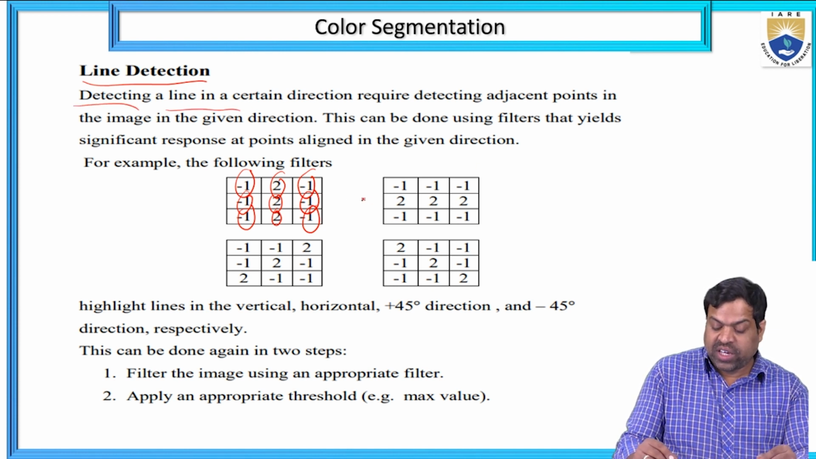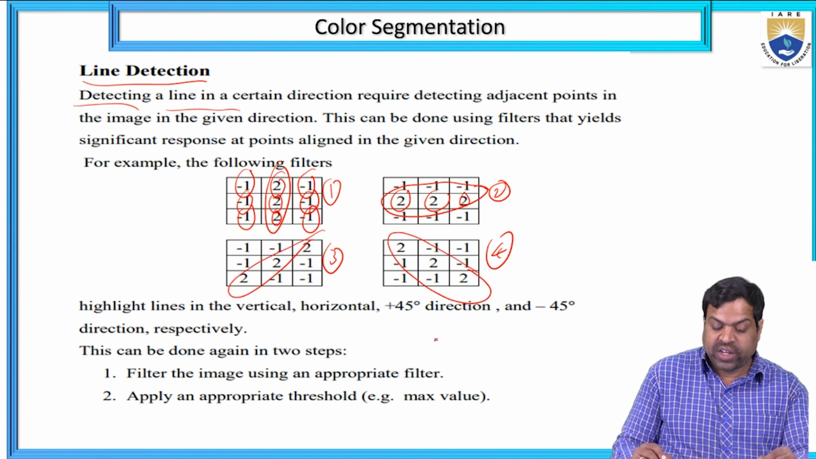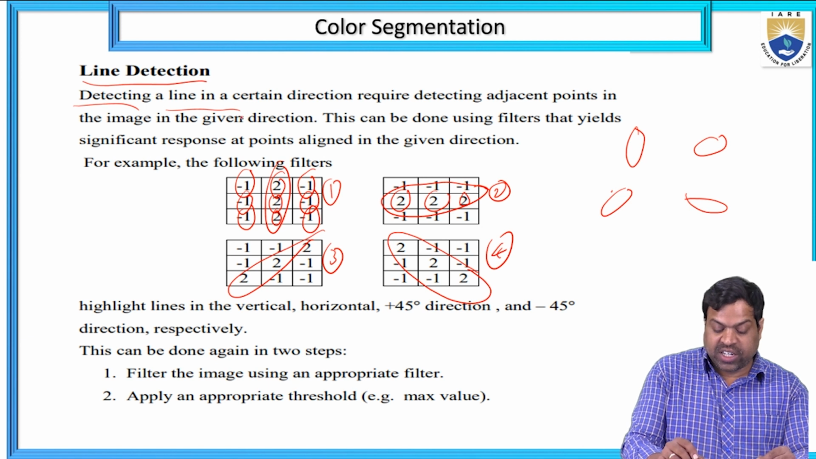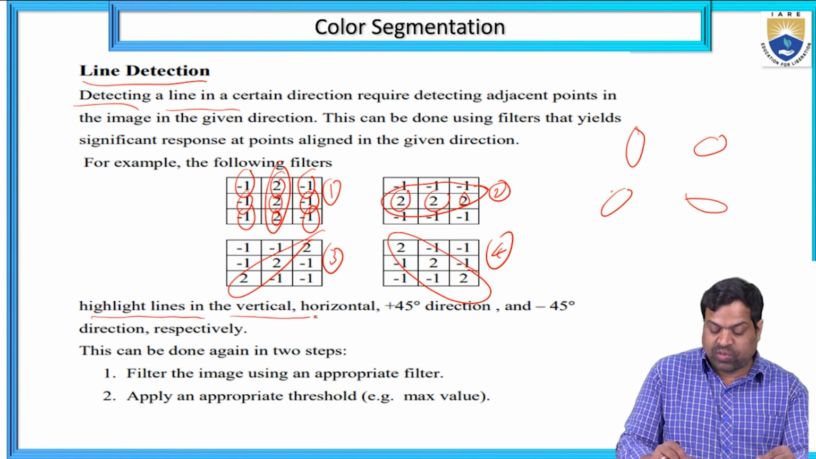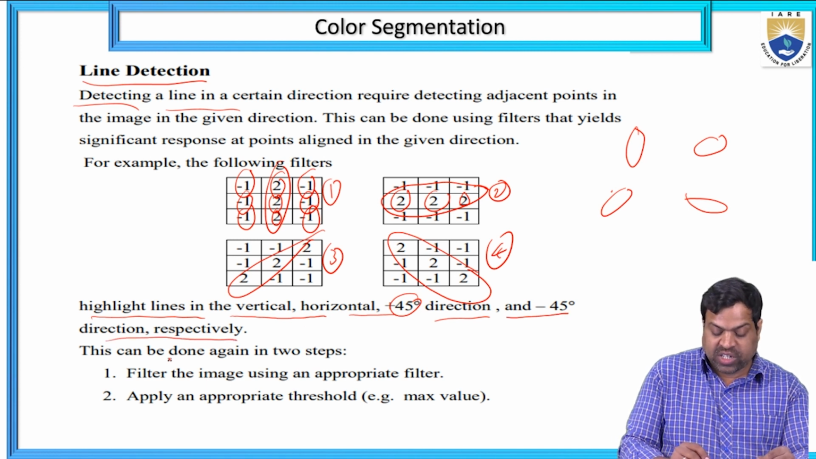For detecting a line, here I am taking the first matrix, second matrix, third matrix and the fourth matrix. Here the twos are in the middle, but in the others the twos are placed differently: it is like this, like this, like this and like this. Okay, that is about line detection. These are for detecting lines, highlighting lines in the vertical, horizontal, 45 degrees and -45 degrees directions respectively.